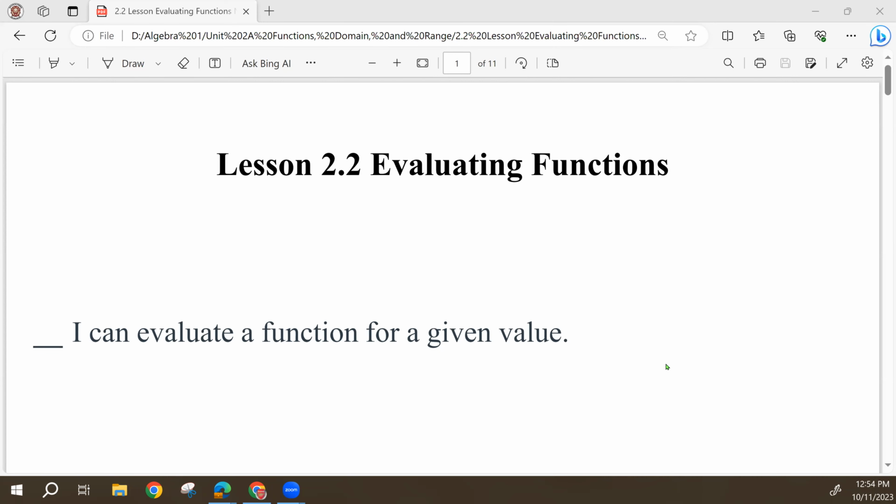Today we are going to continue talking about functions. Now that we know how to identify a function, we are going to talk about evaluating a function. Much like we evaluated expressions, this is where we're going to be plugging numbers in.